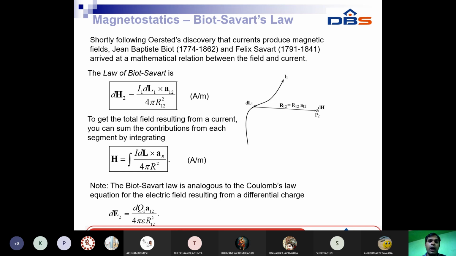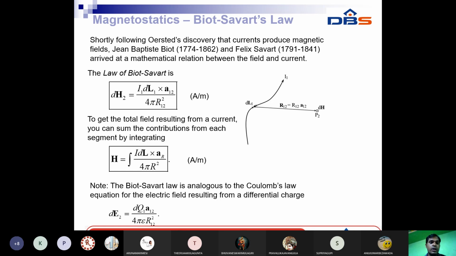Jean-Baptiste Biot and Félix Savart arrived at a mathematical relation between the field and the current. These two scientists, Jean-Baptiste Biot and Félix Savart, discovered the Biot-Savart law. That is what the law says. According to it, it gives the mathematical relation between the field and current.